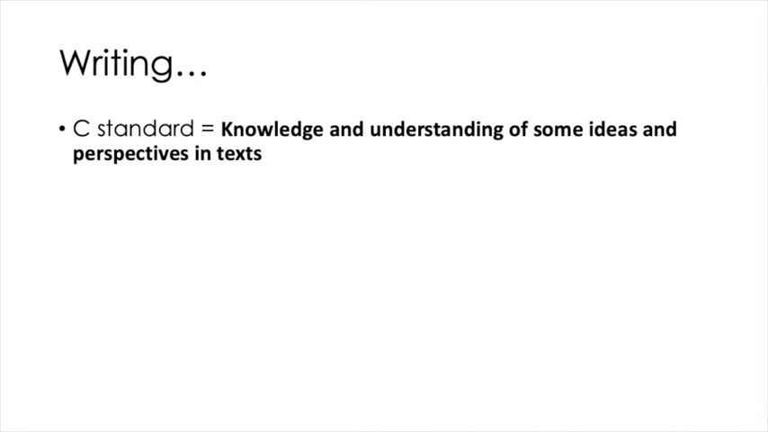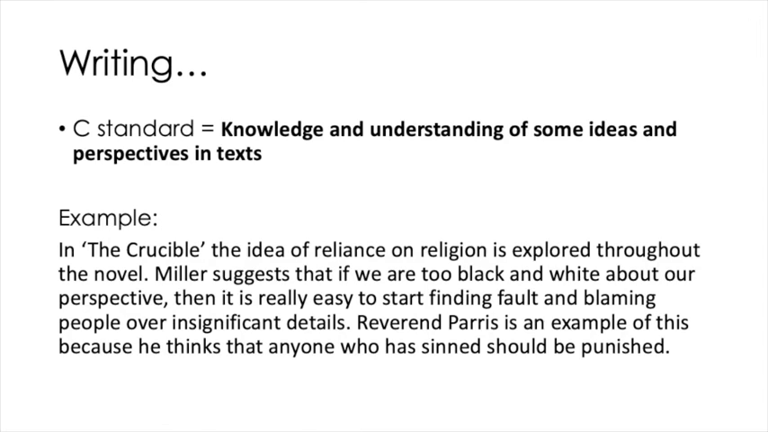Once we get to the C, you'll notice how the language changes. Previously, it talked about a narrow range of text, but now it doesn't use that word anymore. It says perspectives, knowledge and understanding of some ideas and perspectives in text. So we're going to look at the same idea, look at how they frame it. In The Crucible, the idea of reliance on religion is explored throughout the novel. Miller suggests that if we are too black and white about our perspective, then it is really easy to start finding fault and blaming people over insignificant details. Reverend Parris is an example of this because he thinks that anyone who has sinned should be punished.